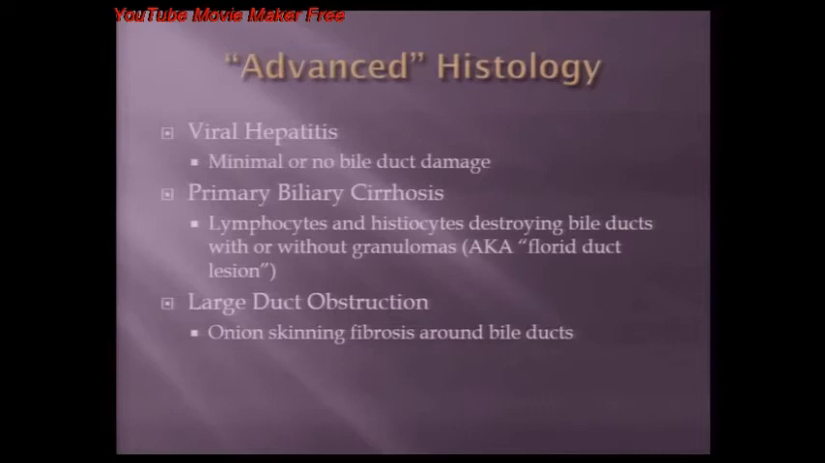It's that bile duct destruction from the lymphocytes and usually some histiocytes or tissue macrophages. Okay, large duct obstruction. If we see something like this that you might see with a tumor, a stone, or in primary sclerosing cholangitis, we usually see onion skinning fibrosis around the bile duct. So these are some things we can look for now to help differentiate this differential diagnosis.